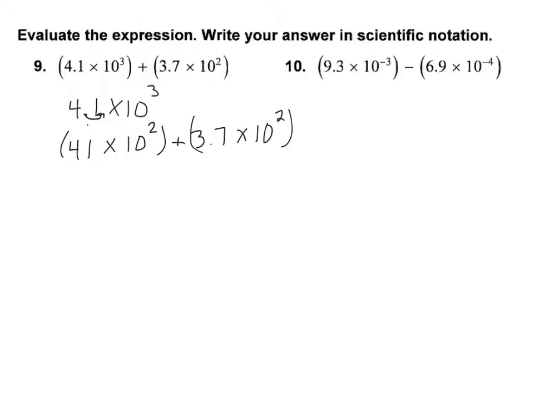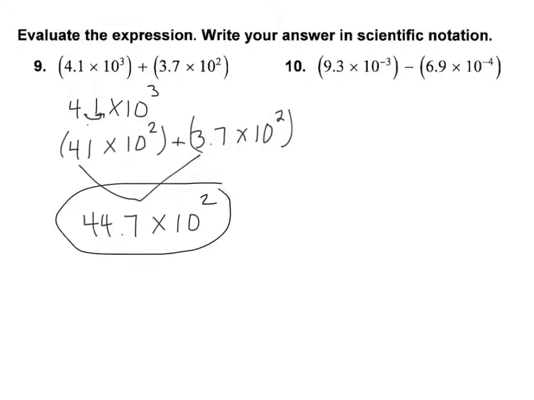That being said, now what we're going to do is add our numbers that are in the front. So 41 plus 3.7 would give me 44.7 times 10 to the, and remember that when these are the same in addition or subtraction, it acts as a label. So it's just going to be 10 to the second. So our answer for number 9 is 44.7 times 10 to the second.